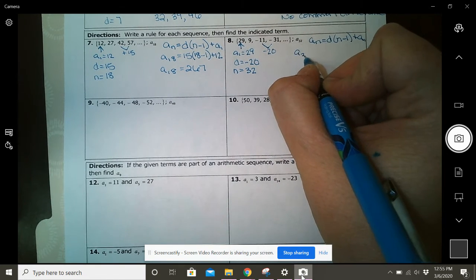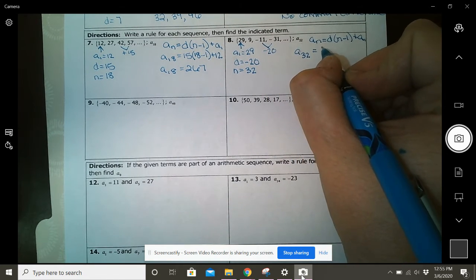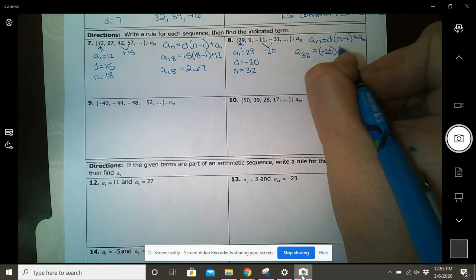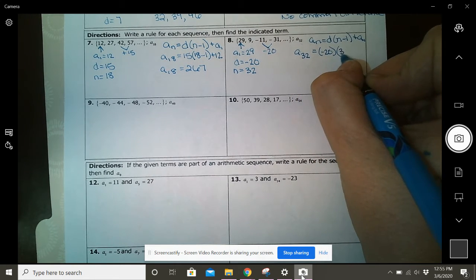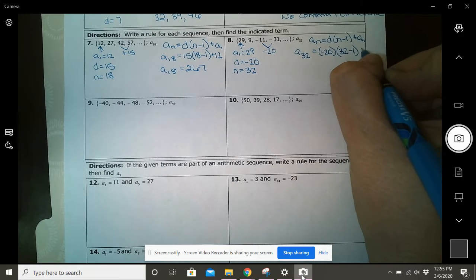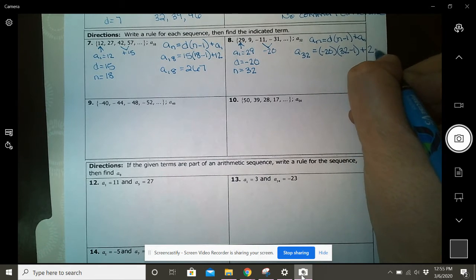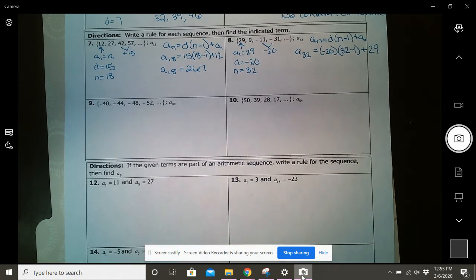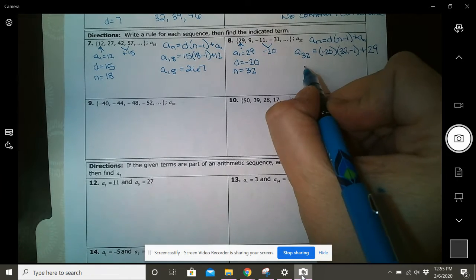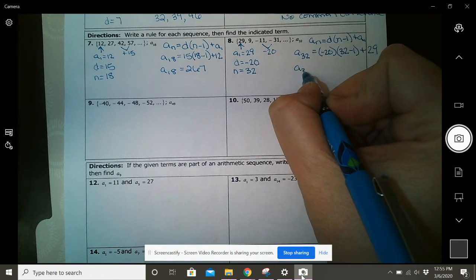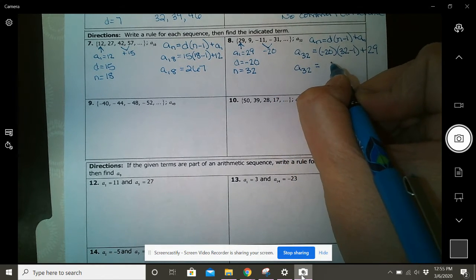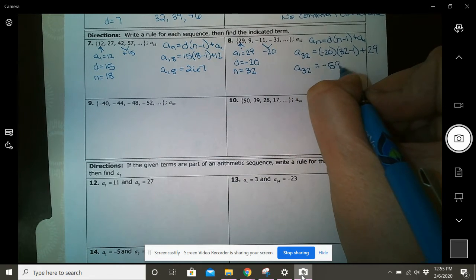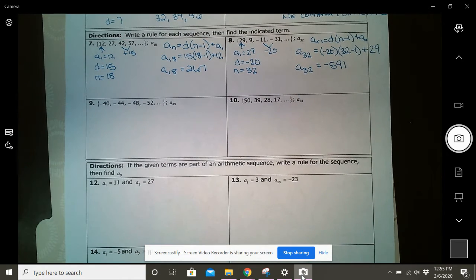We're finding the 32nd term. Our common difference is negative 20. Our n value will be 32. And our first term in the sequence was 29. Follow your order of operations here to get your final answer, and you will get the 32nd term of this sequence will be negative 591. So glad we did not write out a giant list of numbers.